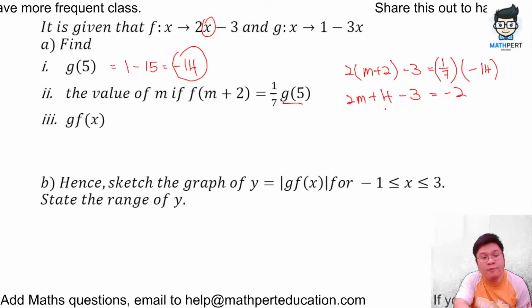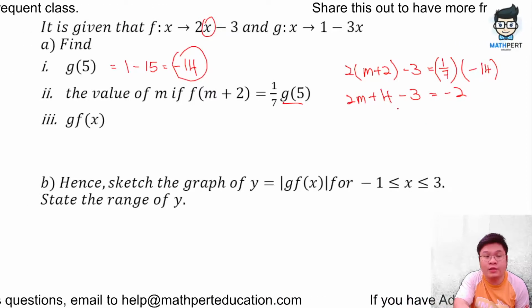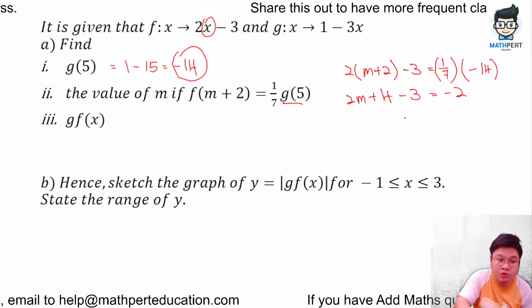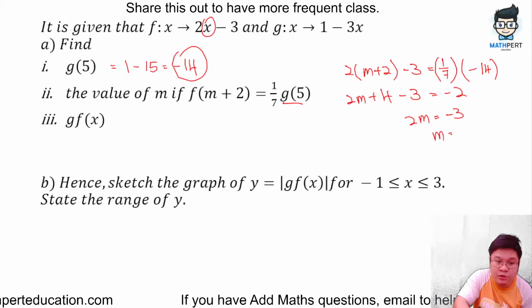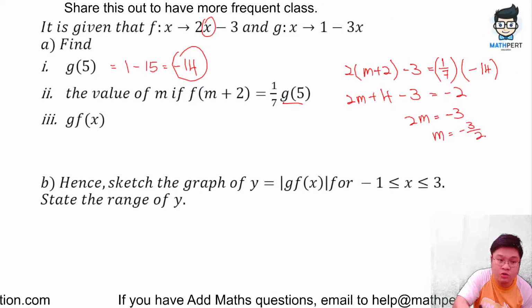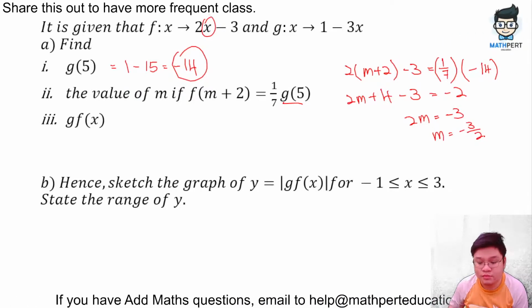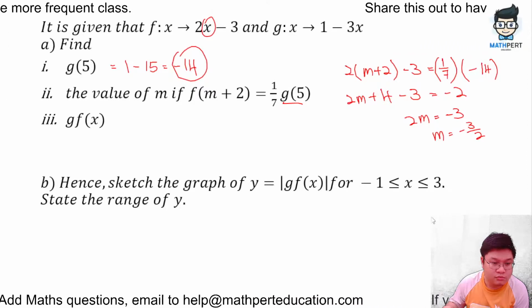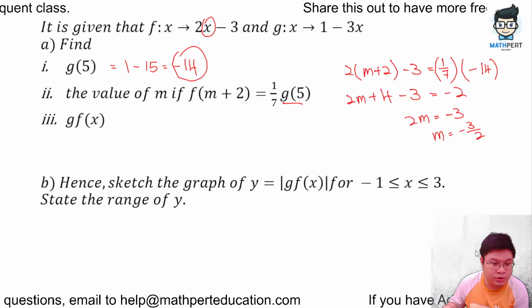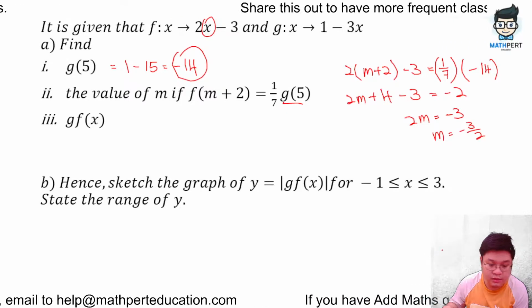Right? So 4 minus 3, 1. 1, you move it to the other side, negative 1. So 2m equals negative 3. m will be equal to negative 3 over 2. Alright, so let me change the ink color.